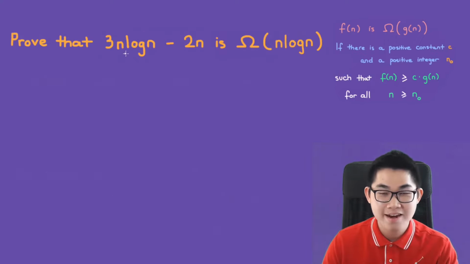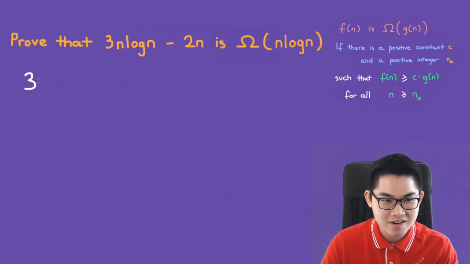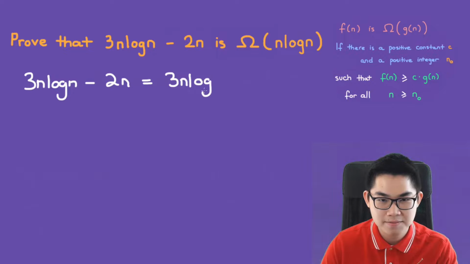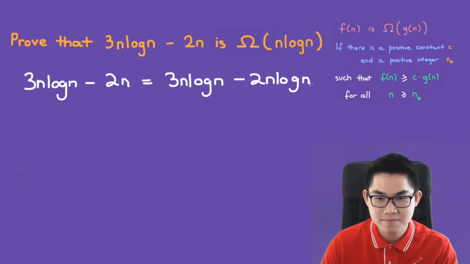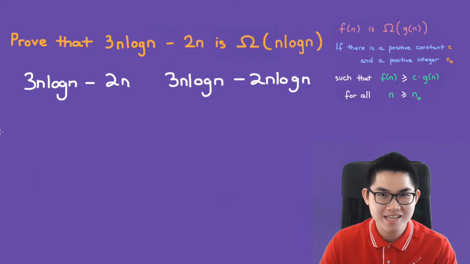Prove that 3n log n minus 2n is big omega of n log n. So we're going to write out 3n log n minus 2n is equal to itself first, and then we're going to keep on simplifying. So what's going to happen if I make this n log n? This will no longer be an equal sign, but what will it be? Is it greater than or equal to, or less than or equal to? It's greater than or equal to.